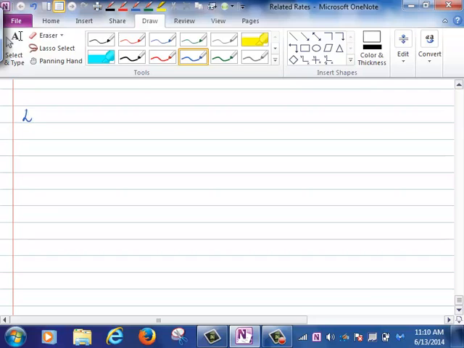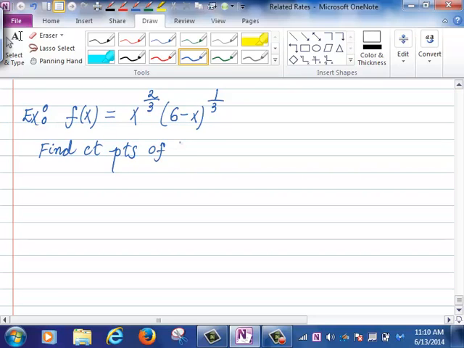So here's this example. Let's say I have the function f of x, which is x to the power 2/3 multiplied with 6 minus x to the 1/3. And the question is: find the critical points of f of x. Can someone tell me what's the domain of f? You have 30 seconds. What's the domain of f?